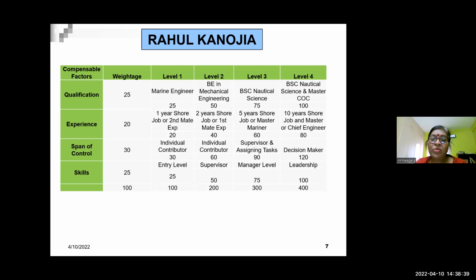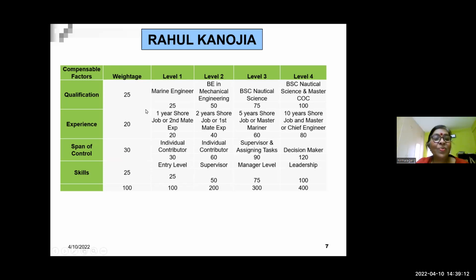Now, see, if you have seen span of control, you have put individual contributor, okay? Level 1, 30 points, right? Level 2, you put individual contributor and you put 60 points. What is the difference between this definition and this definition? When you are looking at a job description, you'll give 30 to this and 60 to this. I mean, basis on the experience as well.